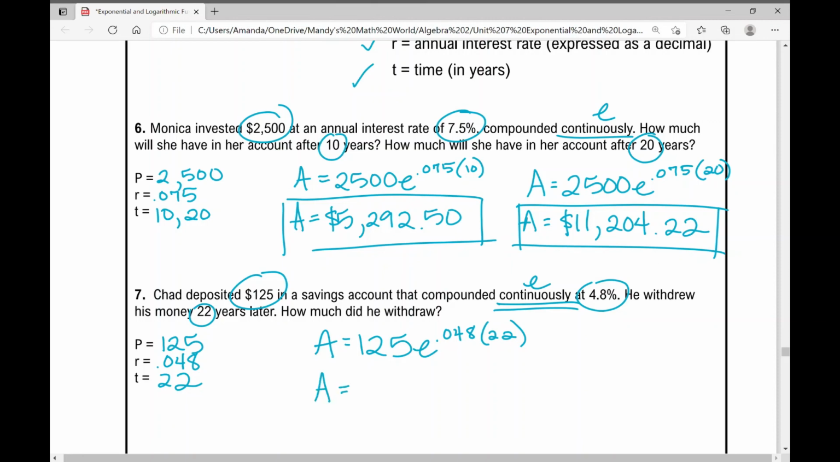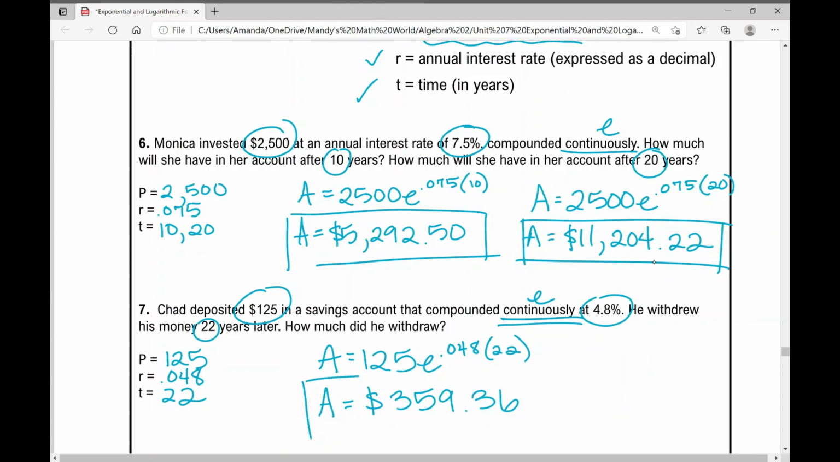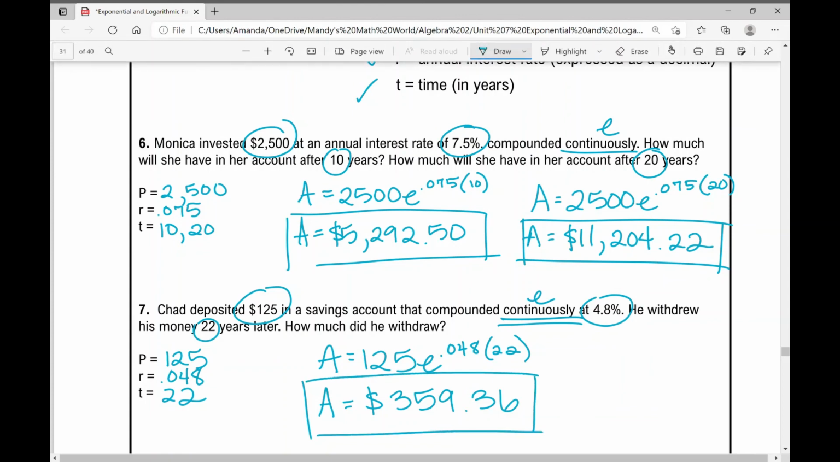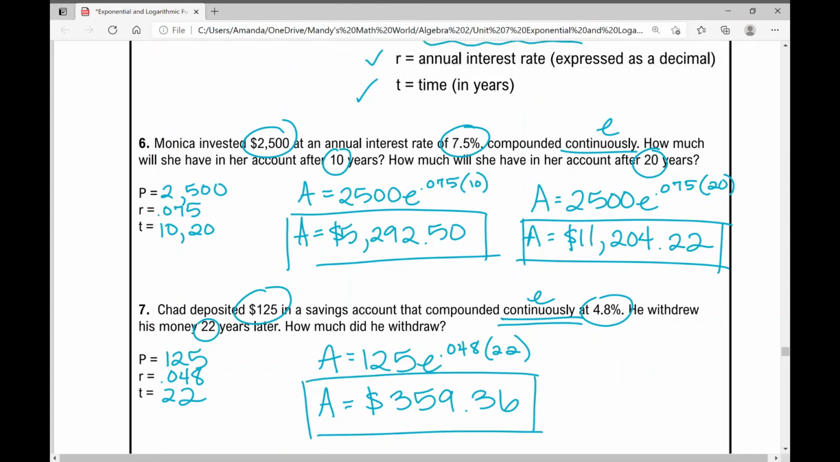And hopefully you got $359.36. And that concludes your notes over compound interest and the natural base e. I hope it was helpful.